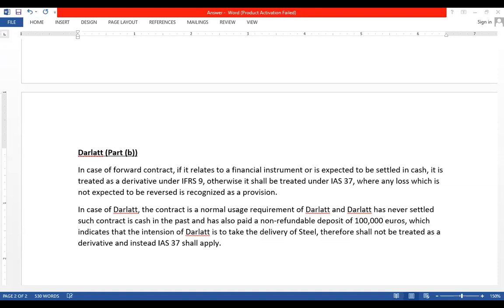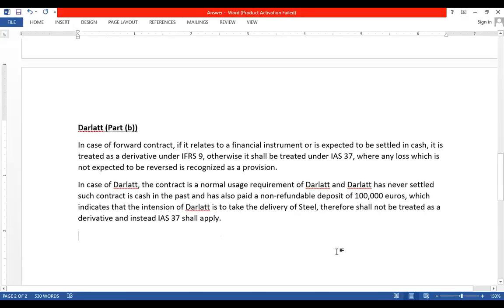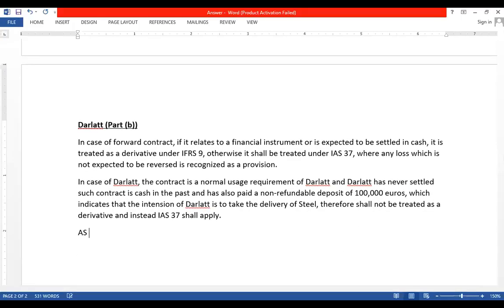So now we have answered the one part of the question, which was whether it is within the scope of IFRS 9. So we have mentioned that this is not IFRS 9. Now we are mentioning how to account for the above contract. So we are going to say that as the exchange rate has fallen, it has resulted in a loss of $50,000 to Darlet.